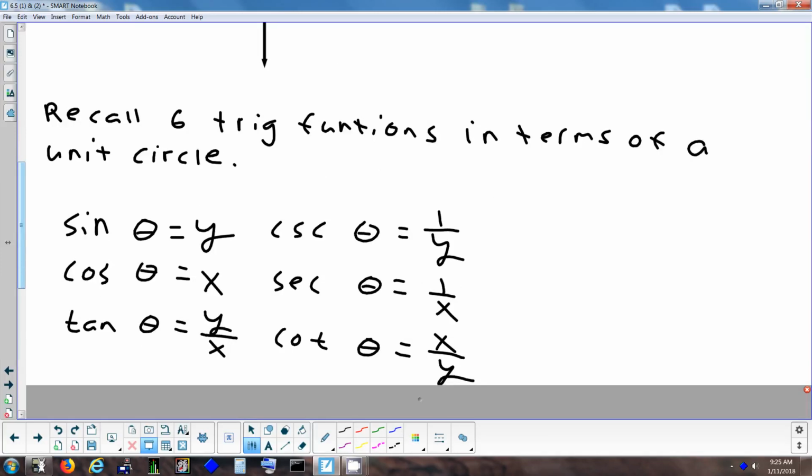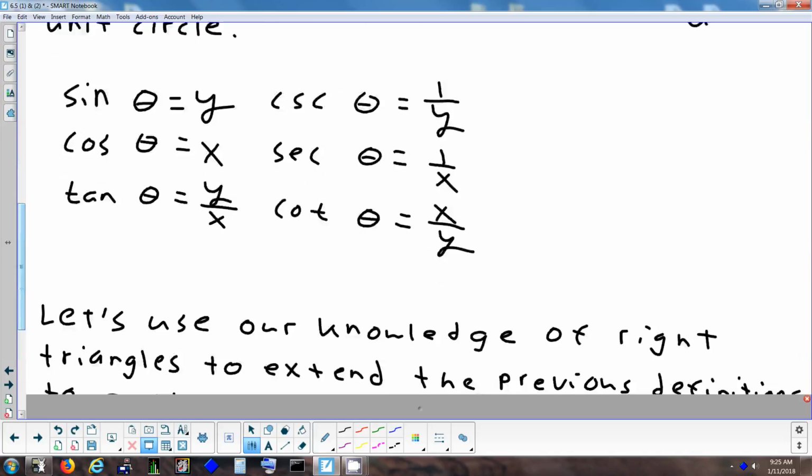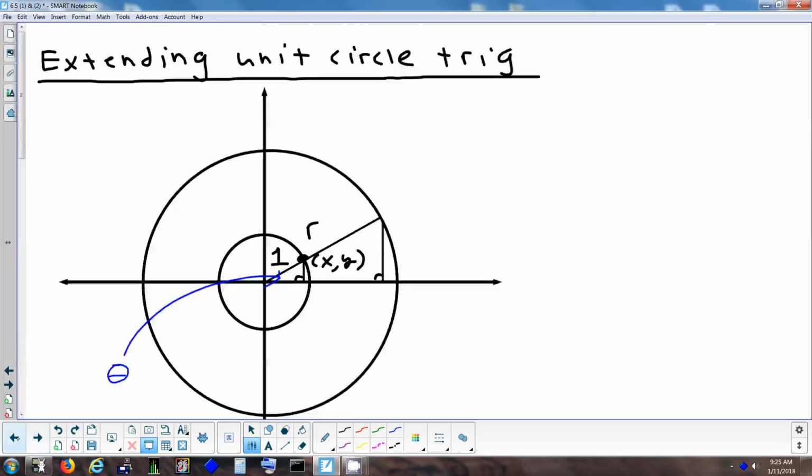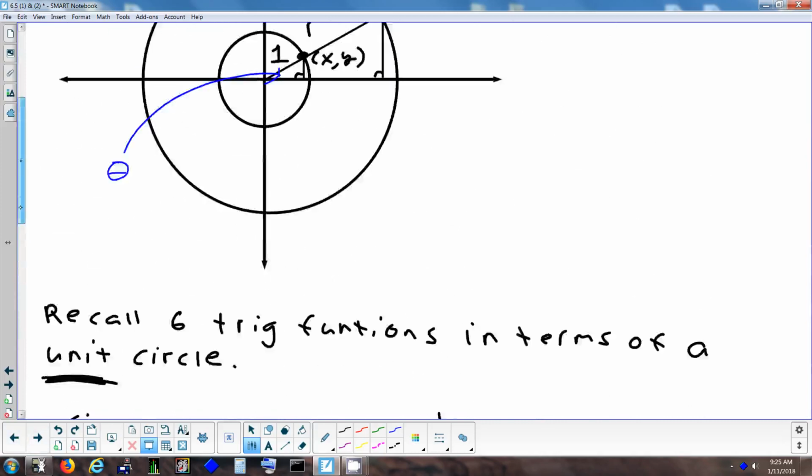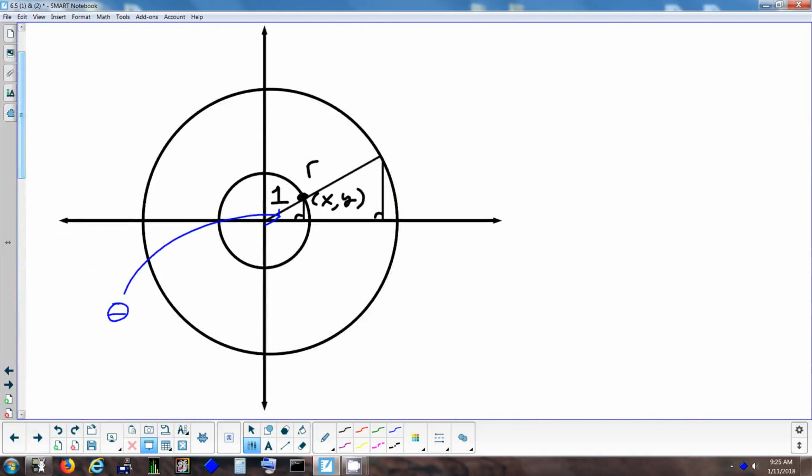We did those, I think, back in section 6.2. Well, now what we're going to do is extend those definitions a little bit so we don't just have to use them on a unit circle, but we could use them on any circle. And kind of the simple way to visualize it is, look at that side in the small triangle. What is that side? It's the what of the triangle?